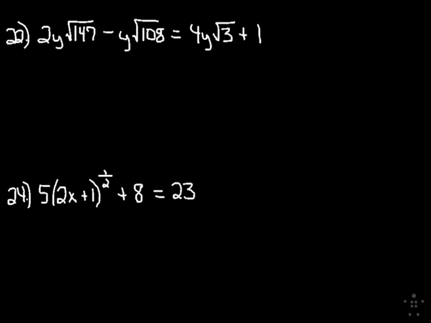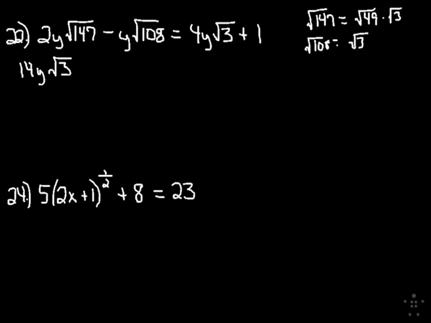Have to think about some perfect square roots that might be factors of these numbers, because you got square root of 147, square root of 108, and those won't combine. But if you think about it a little bit, the square root of 147 is the square root of 49 times the square root of 3. And the square root of 49 is 7. So you got 2y times 7, which is 14y square root of 3. And then the square root of 108 is the square root of 36 times the square root of 3, which is 6, so it's minus 6y square root of 3.